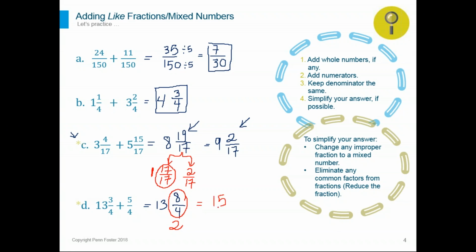And yes, the answer is a whole number, even though we started out by adding a mixed number and a fraction. So it is possible that your sum of two different fractions would be a whole number. If you do everything correct, and this is your answer, then it's your answer.